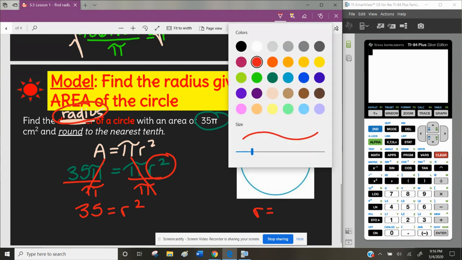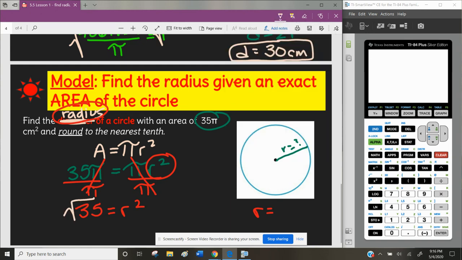And as we did in the previous example, the opposite of squaring is taking the square root. So square root of 35, and we're going to round that to the nearest tenths place, which would be approximately 5.9 for our radius. And if we wanted the diameter, then we would just double this answer.